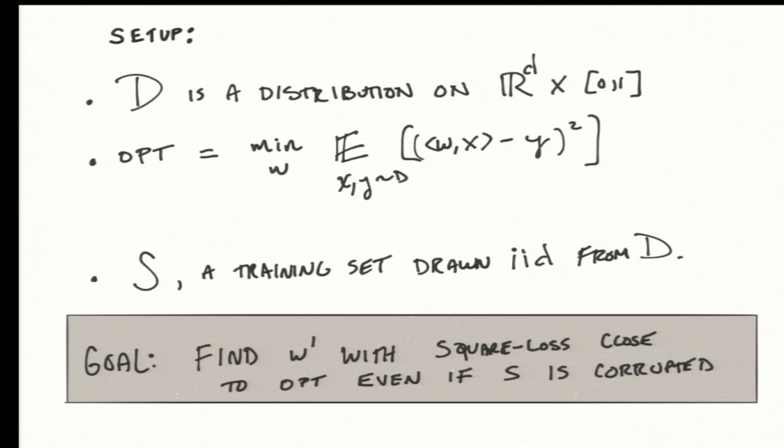And then we have S, which is a training set drawn IID from D. And the goal in ordinary least squares here is to find some w prime, some other linear function whose square loss is very close to opt. So find a w prime whose square loss is competitive with the square loss of the best fitting linear function. Okay, and the difficulty here is that S is going to be corrupted.